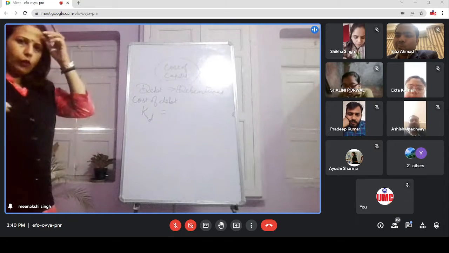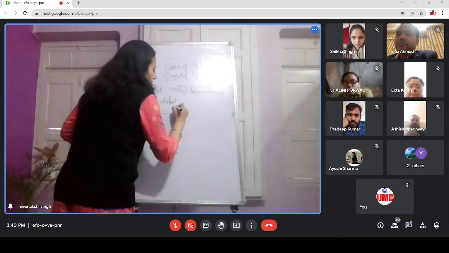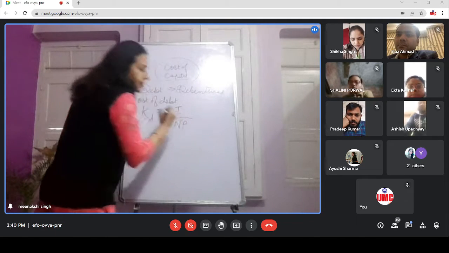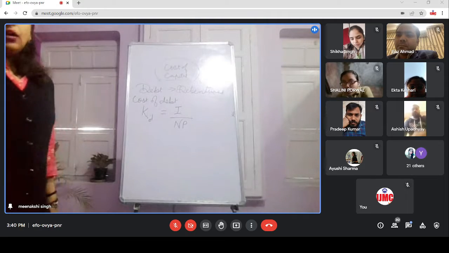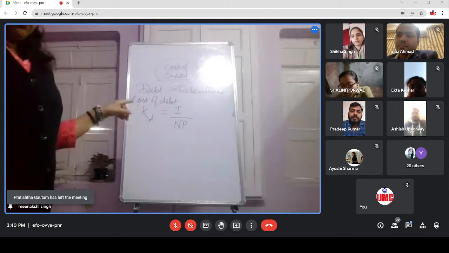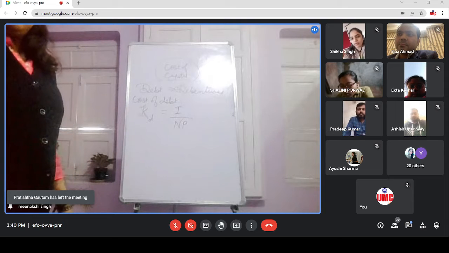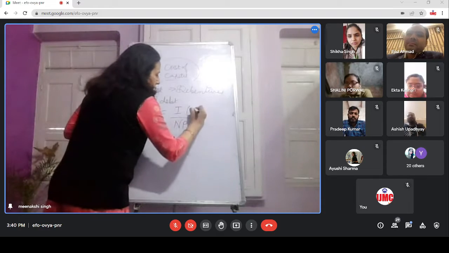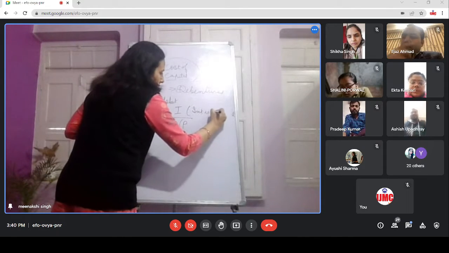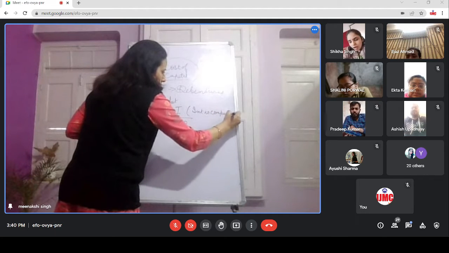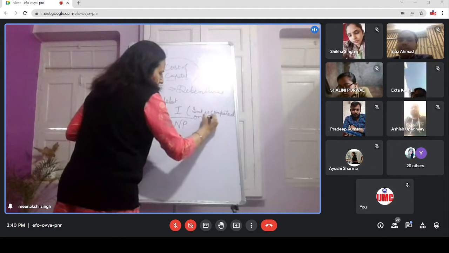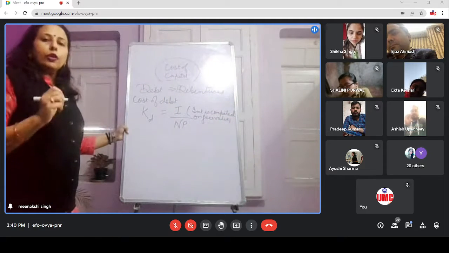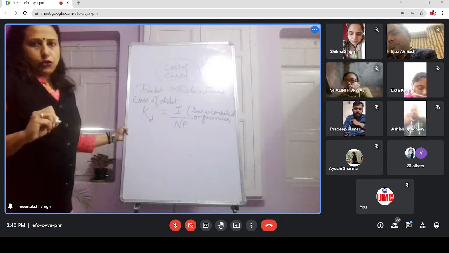We usually denote cost with K and D for debt, cost of debt. The formula we are going to use here will be interest I upon the net proceeds. Whenever you calculate the interest, keep in mind it is always computed on face value. And net proceeds is the amount we are going to realize on the issue of the debentures.